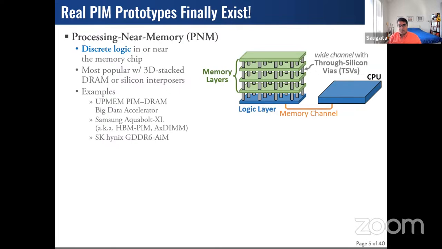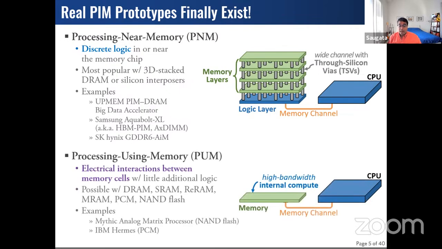The second approach to PIM is what I call PUM, processing using memory. This essentially allows us to take two memory cells, turn them on at the same time, and they do meaningful work. You would think that if we turn on multiple memory cells, that would normally be a short or something weird would happen. But it turns out that in many memory technologies, there are actual useful operations that those types of devices can do when they're turned on at the same time.